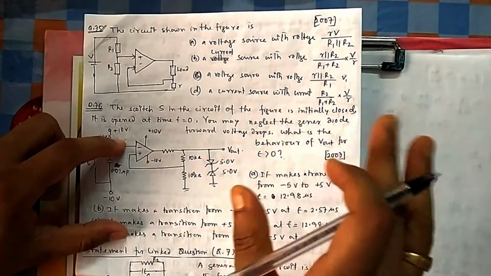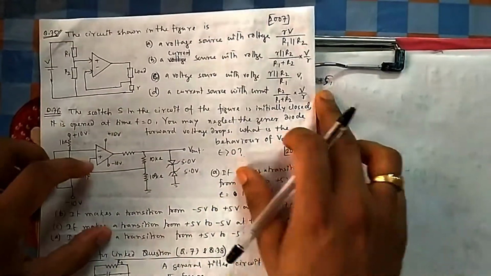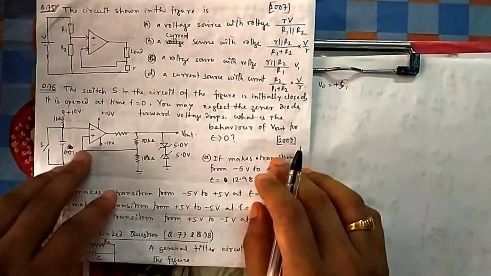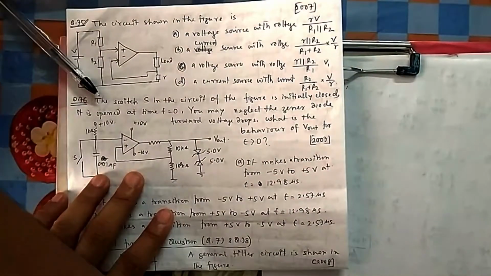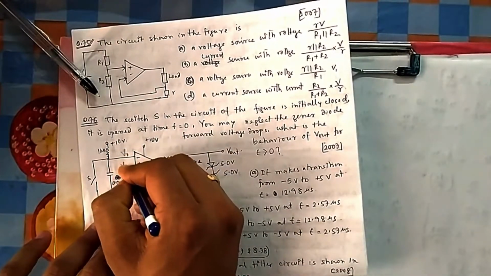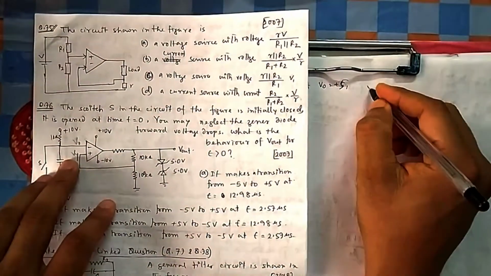So switching will occur from plus 5 to minus 5, the first switching. That's why we are considering V0 as plus 5 initially. Now if you take V0 as plus 5, then what is the voltage here? Let us name this voltage. Suppose this voltage is Vx, this voltage is Vy. So what will be the voltage Vy here?